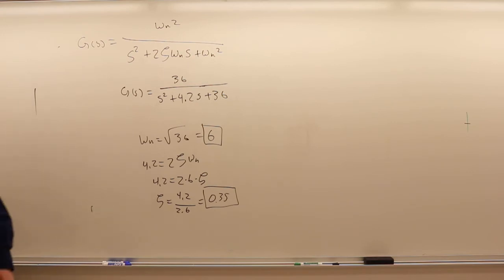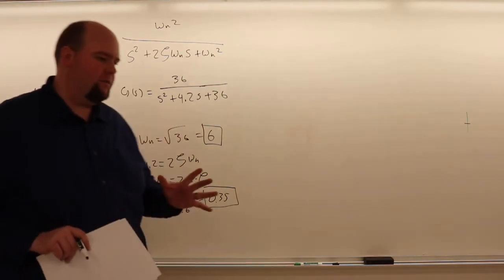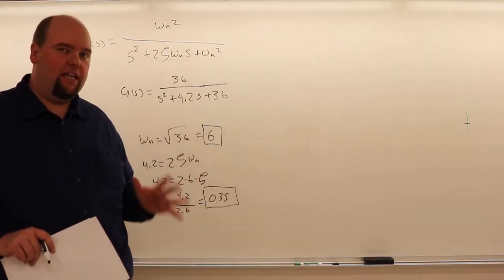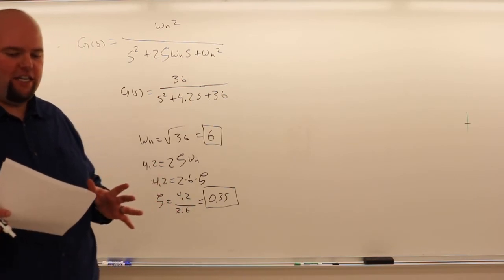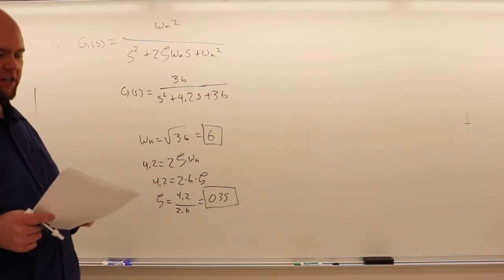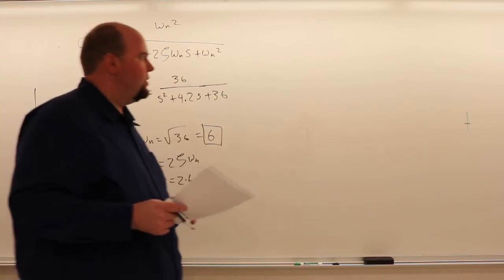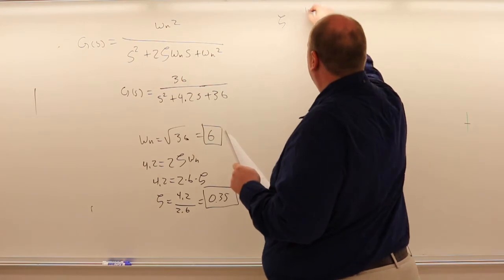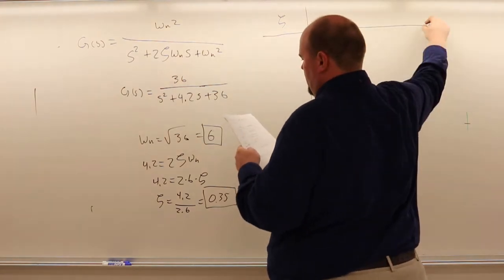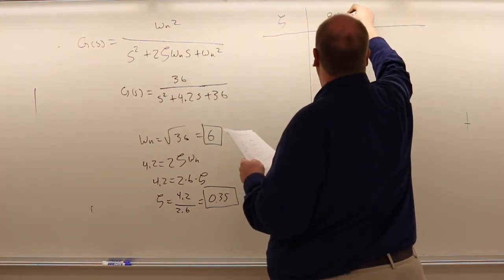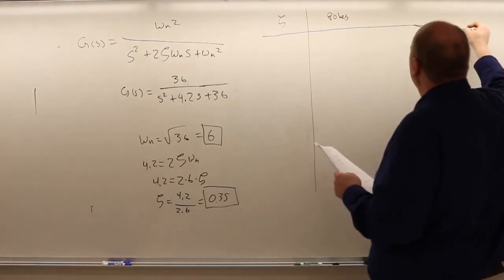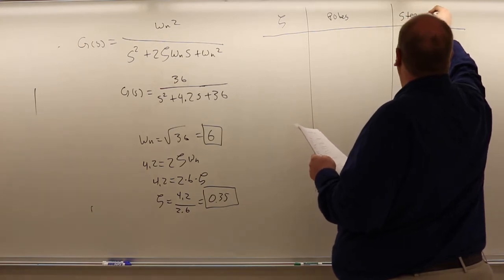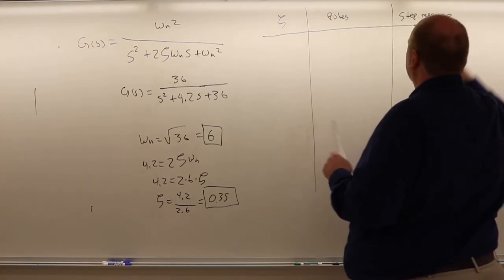Okay, let's go back to our 4 forms of our response. We have overdamped, critically damped, underdamped, undamped. Let's look at how changes in the damping coefficient vary between those 4 phases. So let's do our zeta poles step response.